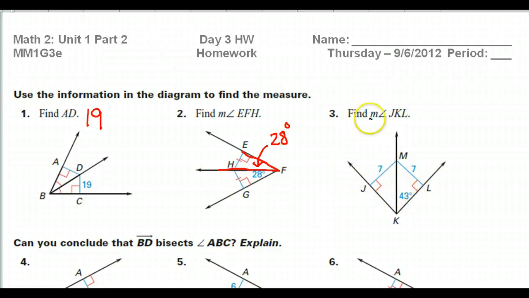All right, what about this one? Same type of thing. We're supposed to find the measure of angle JKL. Well, we got to be a little bit careful because JKL is the whole angle, so slow down. Since the distances are the same and they are 90 degrees, that means the angles will be the same, 43 and 43. But that means the entire angle, which is what we're being asked for, should be the sum of those two. So that should be 86 degrees.